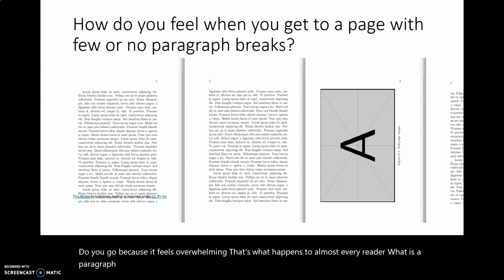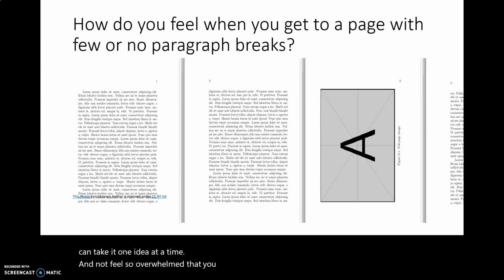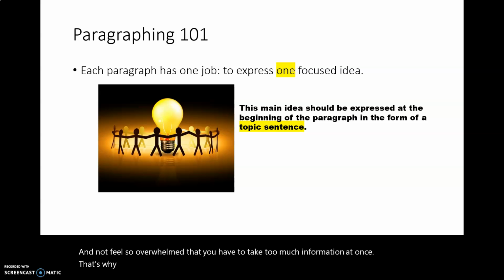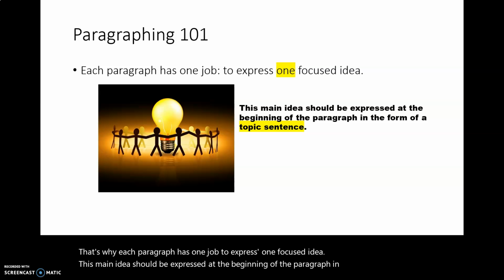A paragraph is something that helps chunk information for a reader so that you can take it one idea at a time and not feel so overwhelmed that you have to take too much information at once. That's why each paragraph has one job, to express one focused idea. This main idea should be expressed at the beginning of the paragraph in the form of a topic sentence.